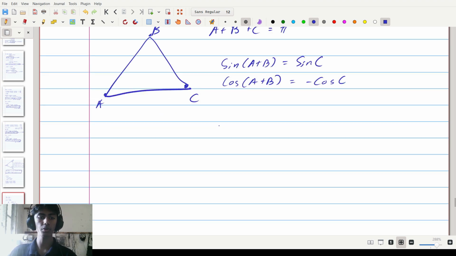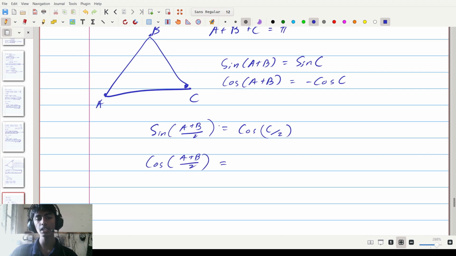And we also found that the sine of any two angles summed together divided by 2 is equal to the cosine of the other angle divided by 2. Similarly, we found that the cosine of any two angles within the triangle summed together divided by 2 is equal to the sine of the third angle divided by 2.